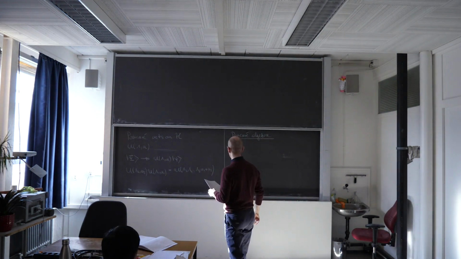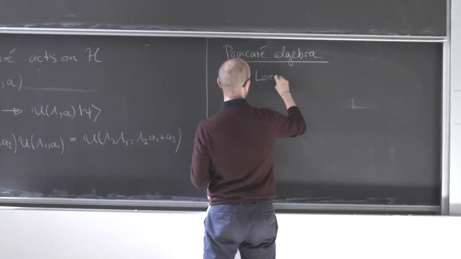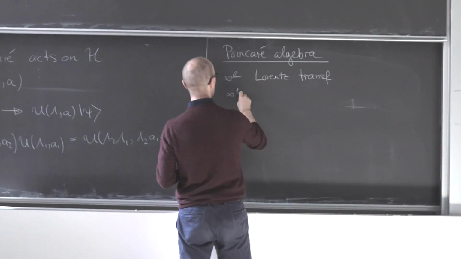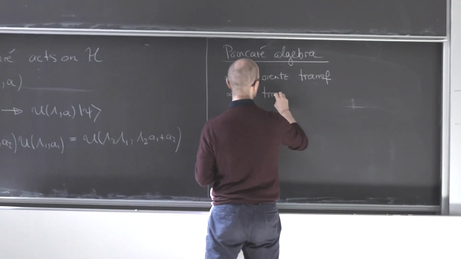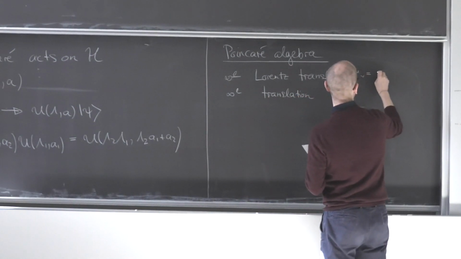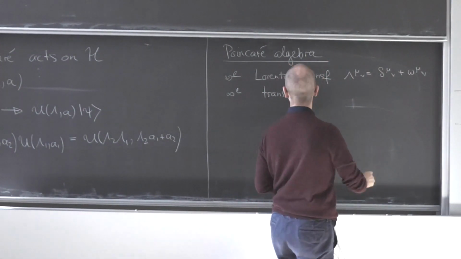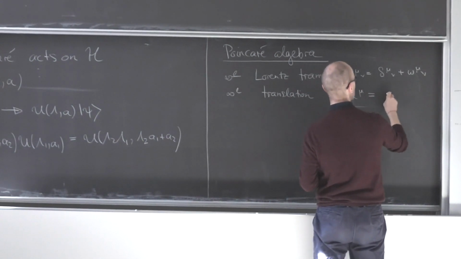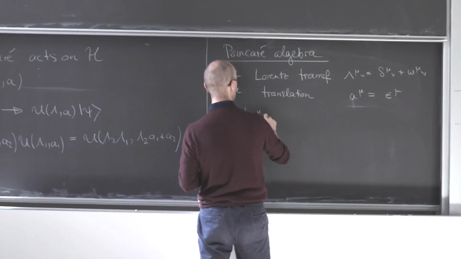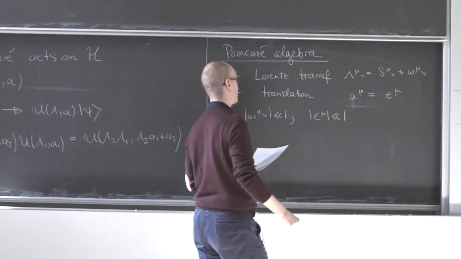So let's consider an infinitesimal Lorentz transformation, and let's also consider a small translation. In other words, Λ^μ_ν is δ^μ_ν plus some matrix ω^μ_ν whose elements are small, and the translation vector A^μ is just some small ε^μ. So ω^μ_ν and ε^μ, component by component, are all very small.